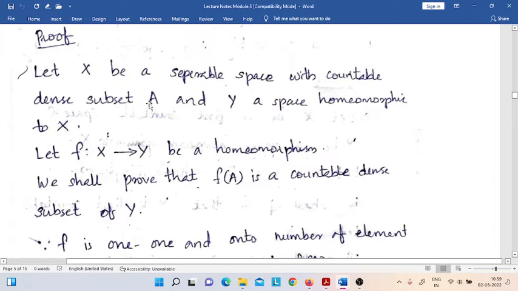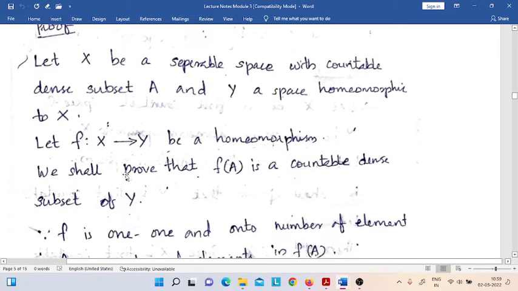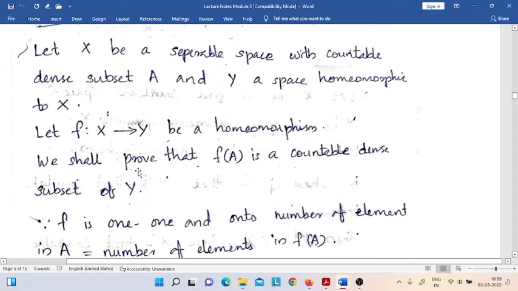A is a subset of X. Where do we get that image? We get that image as a subset of the second space. That is, f(A) is a subset of Y. We are now proceeding to prove that this subset f(A) is a countable dense subset of Y.